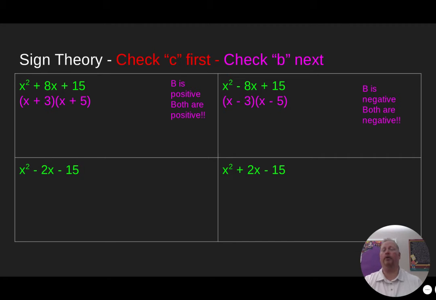Okay? So check your c value first. If the c value is positive, your two signs are going to match. And then your b value tells you what they are. Is it both positive or both negative? Let's take a look at the bottom two problems.